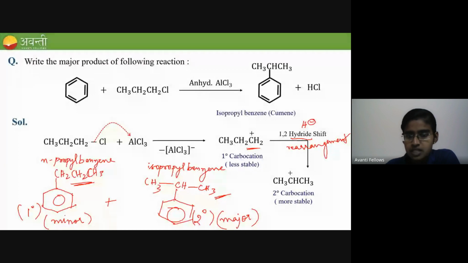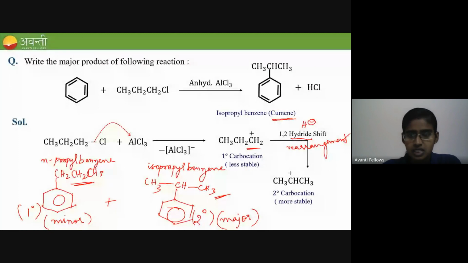Isopropyl benzene is also called cumene. The other name for isopropyl benzene is cumene. Okay. So these are the five important electrophilic substitution reactions you need to keep in mind.